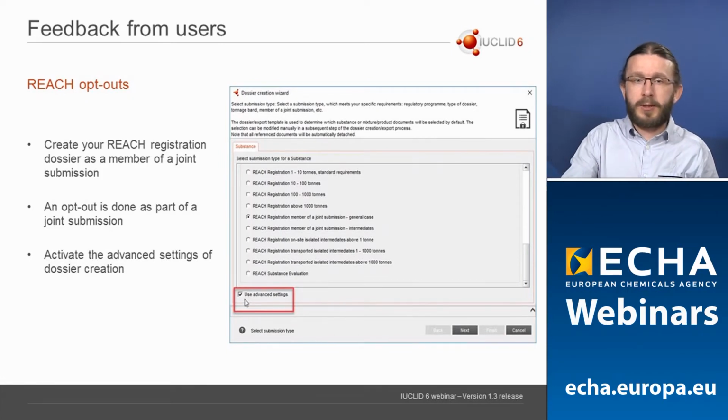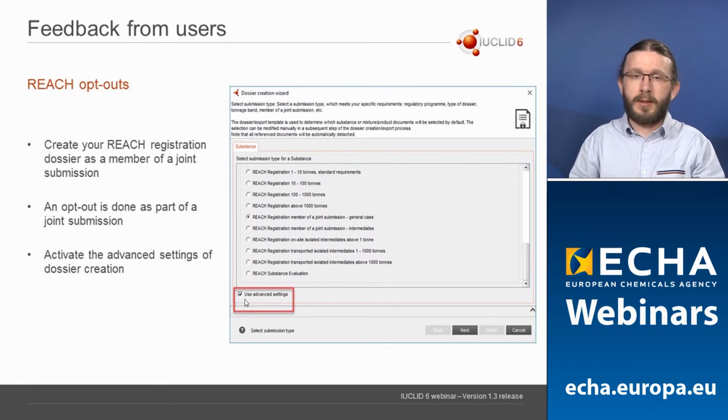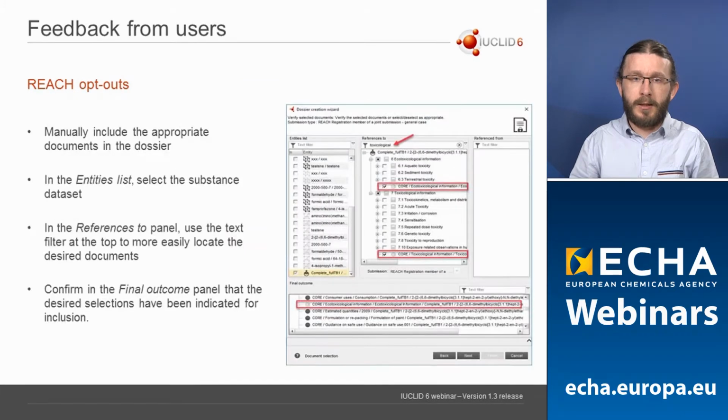And when you create your REACH registration dossier as a member of a joint submission, if you want to include more data that are optionally submitted by a member of a joint submission, you need to activate the advanced settings of dossier creation. So this is the tick box that is presented here on the bottom left corner of this dossier creation wizard. If you activate this option, then you have the possibility to manually include additional information in the dossier.